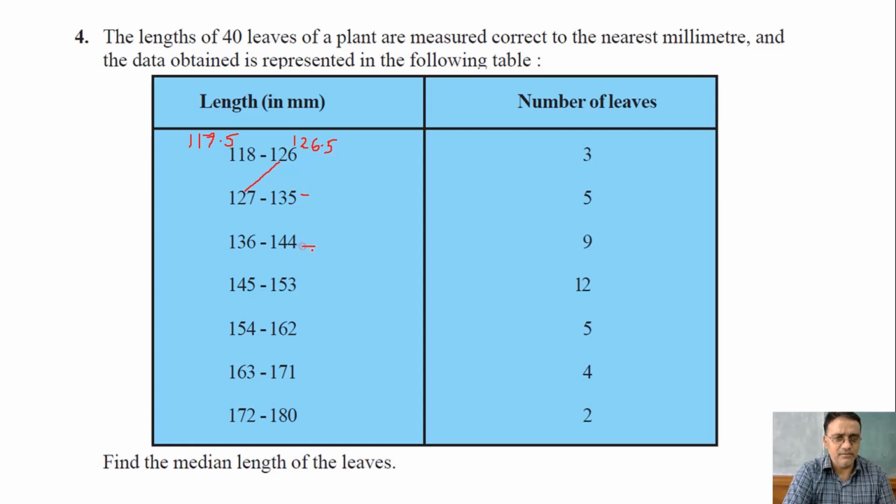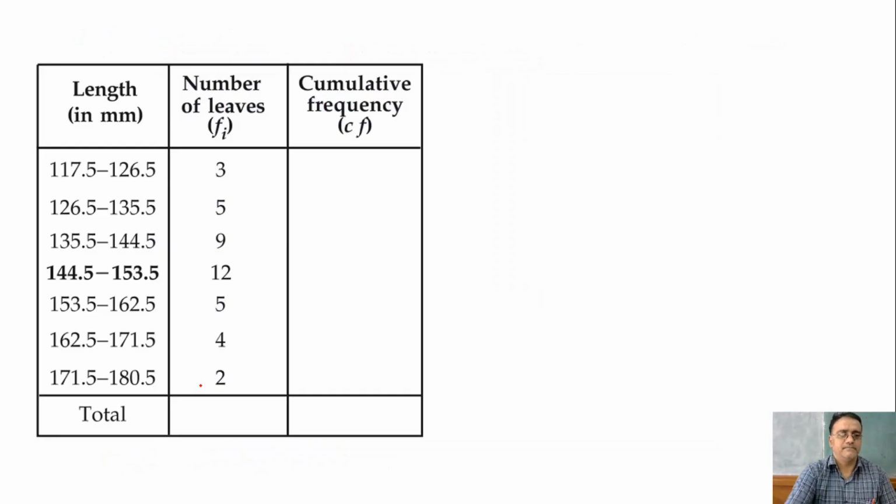After adding, what you have to do is cross out the old values and write these new values here. All the values you write in place of the crossed ones, so that you need not calculate the lower limit of all the classes again. Okay, so after calculating we'll get this. Now we have to find only the median, so only one column we have to make, CF.